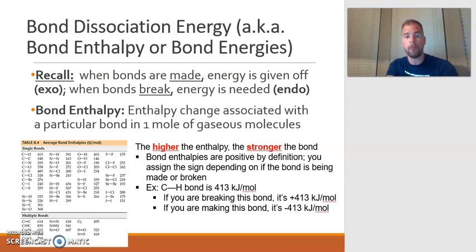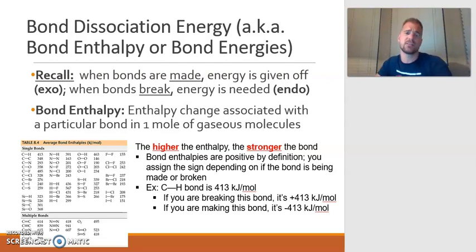And so recall, when bonds are made, when two atoms come together and make a bond, energy is released from that process. So in other words, that's an exothermic process. But when you have two atoms already bonded together and you want to break that bond, you have to put energy in. Energy is needed for that, and therefore that's an endothermic process. So remember that. When you want to make a bond, energy is released. When you want to break a bond, you need to put energy in.